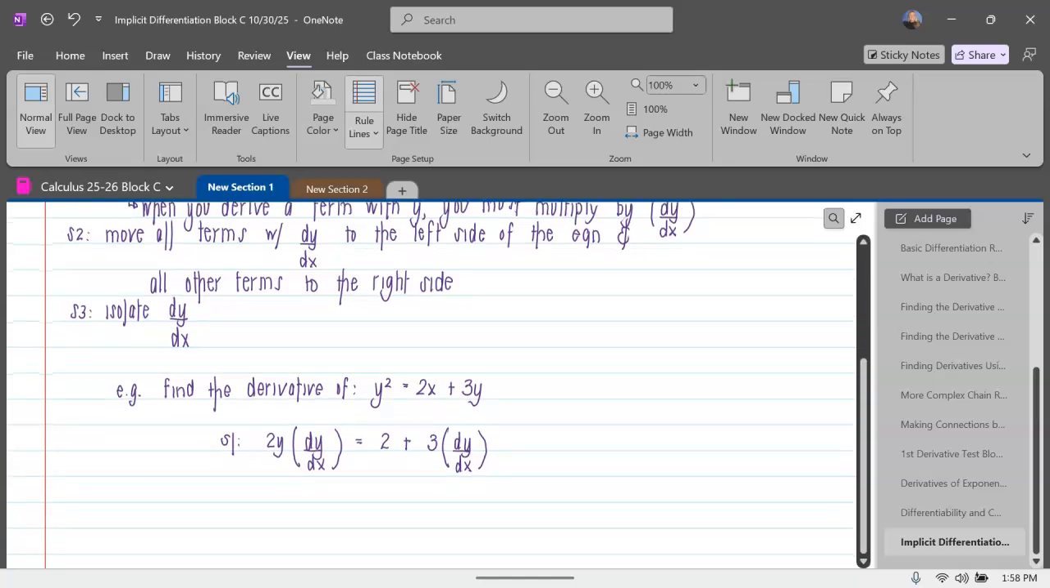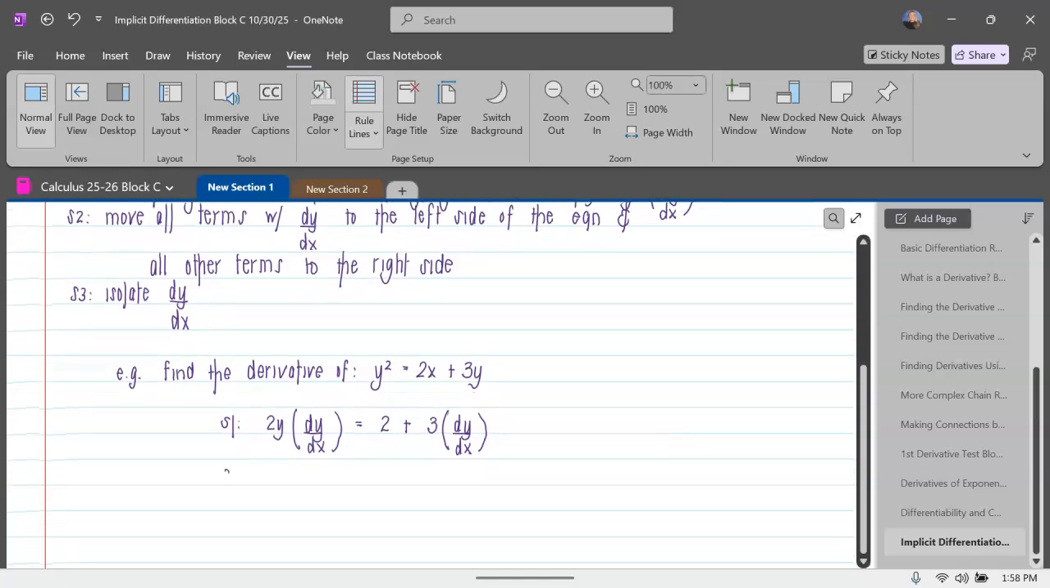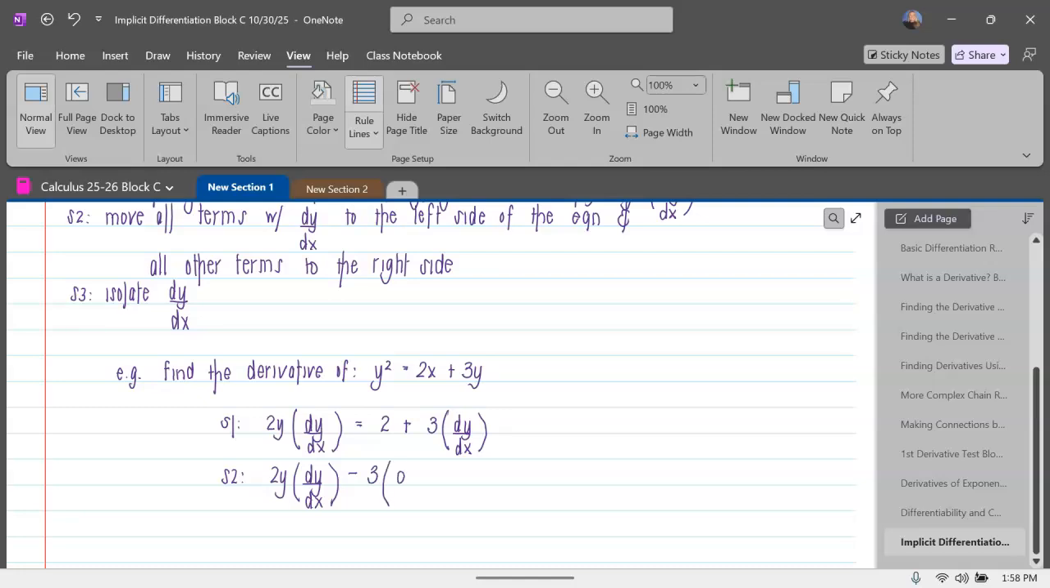Now, the second step is that we are going to move everything over that has a dy dx to the left-hand side. So in this case, I'm going to subtract 3 to the left-hand side. And I'm going to leave the 2 by itself on the right. Anybody have any questions? Okay. So now our goal is to isolate dy dx.